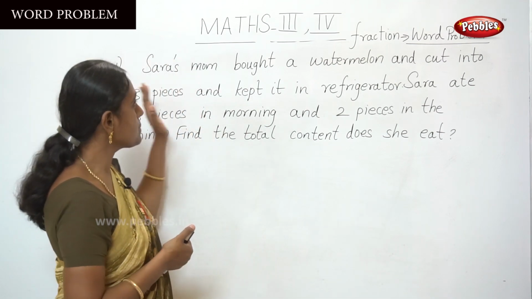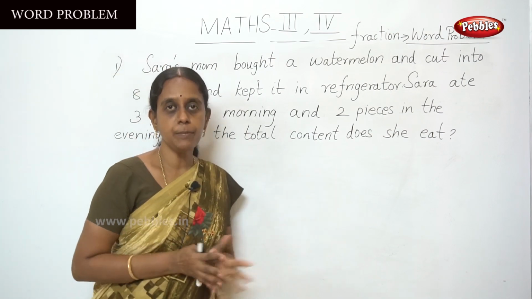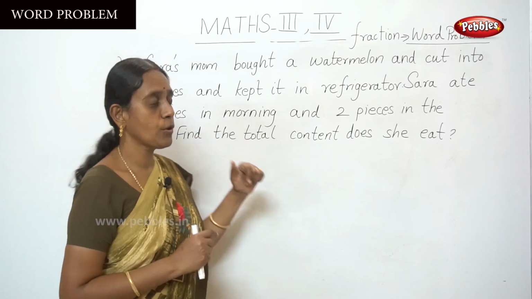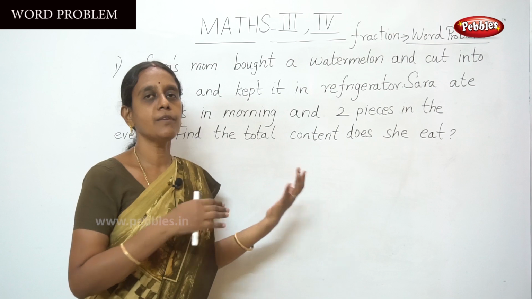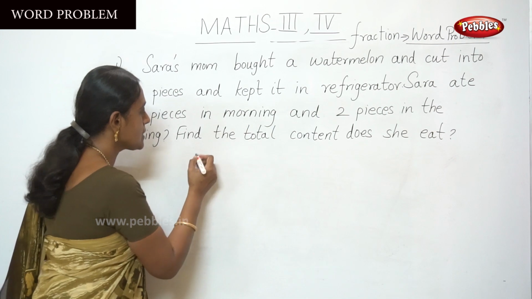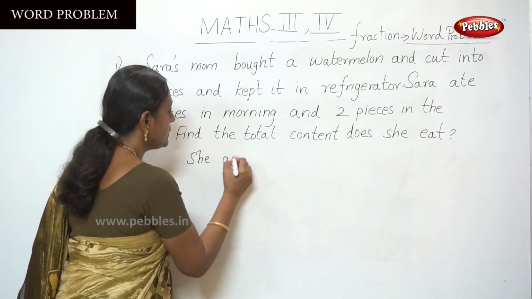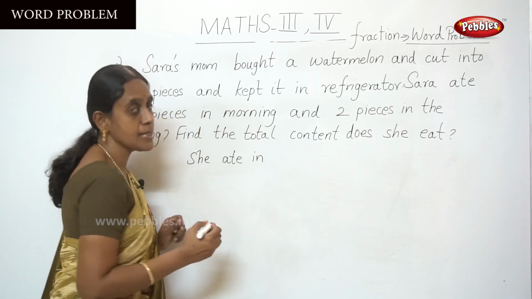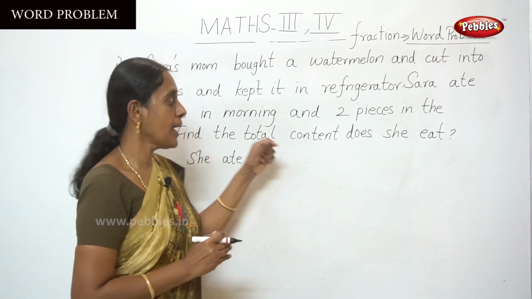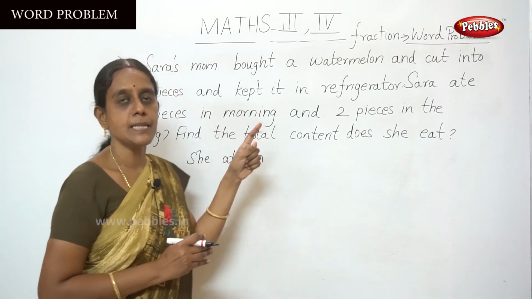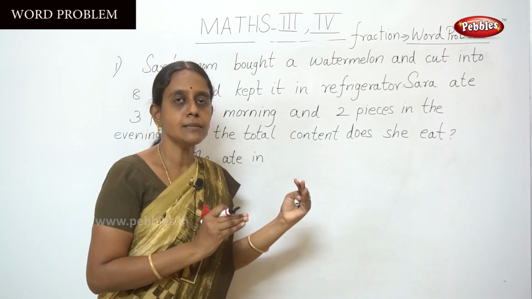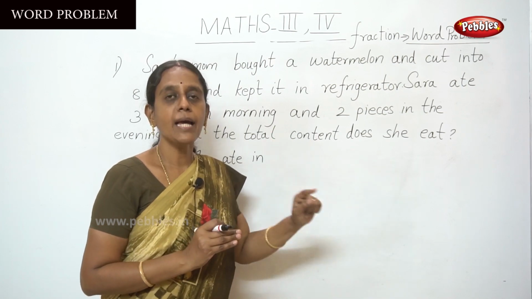Sarah's mom bought a watermelon and cut it into 8 pieces, and kept it inside. She took first 3 pieces in the morning and 2 pieces in the evening. So find out the total portion she ate. First she ate in the morning. Fraction means a part of a whole. So first you have to write the fraction number. She ate 3 among the 8 pieces. Among the 8 total whole pieces, she ate only 3 in the morning, that is 3 by 8.